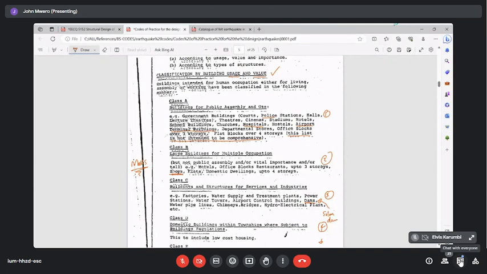I would definitely not put this one here. I would put it here. Why? Because we are looking at the importance and the kind of loss that would happen in case that structure was to fail.